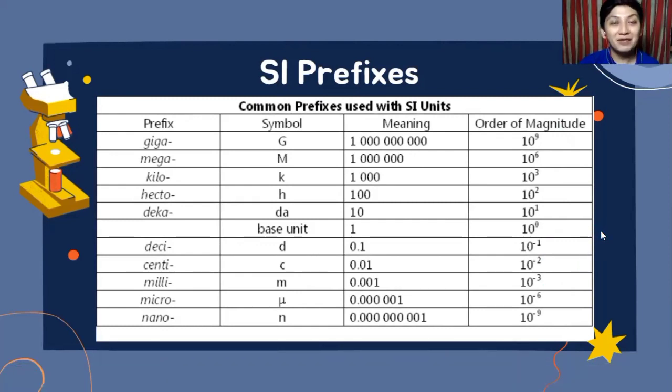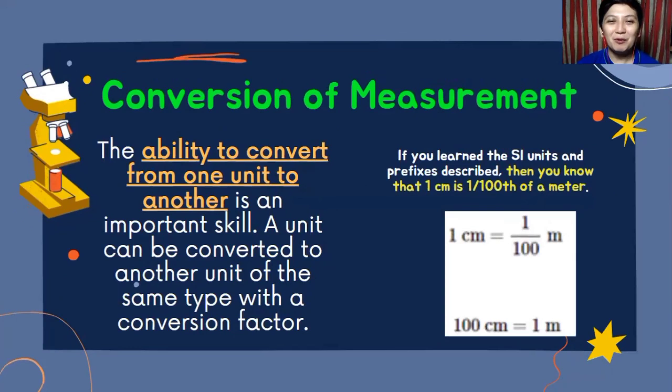So those are the prefixes that we use for us to be able to determine if the object is increasing in measurement or decreasing in measurement. All right? And of course, we have to convert measurement as well. If we cannot directly get it, for example, from English to metric system or metric system to metric system, we need the use of conversion. So the ability to convert from one unit to another is an important skill.